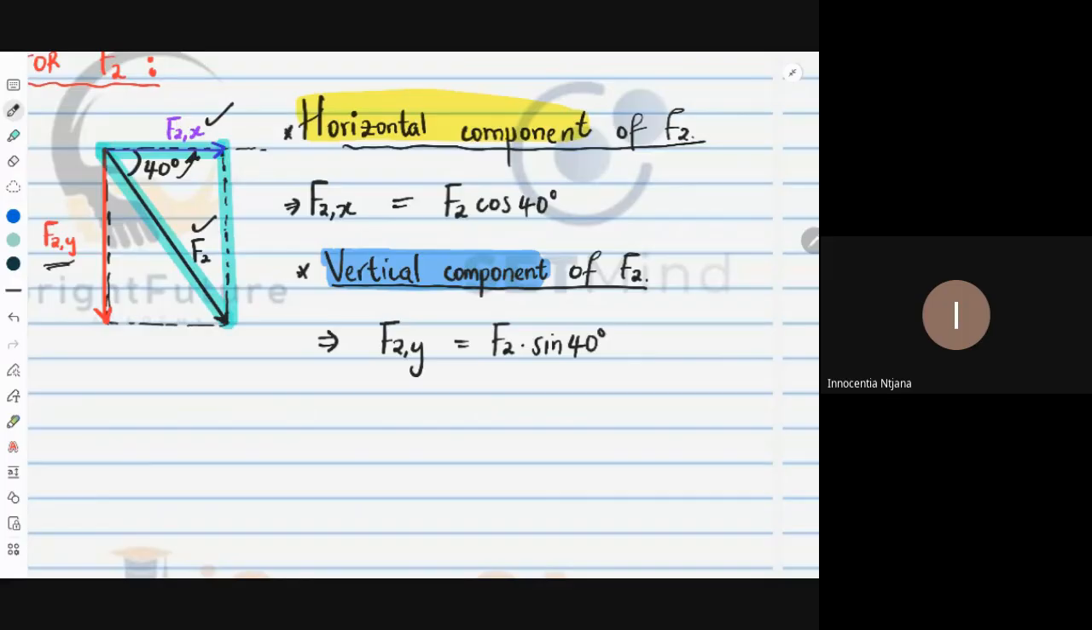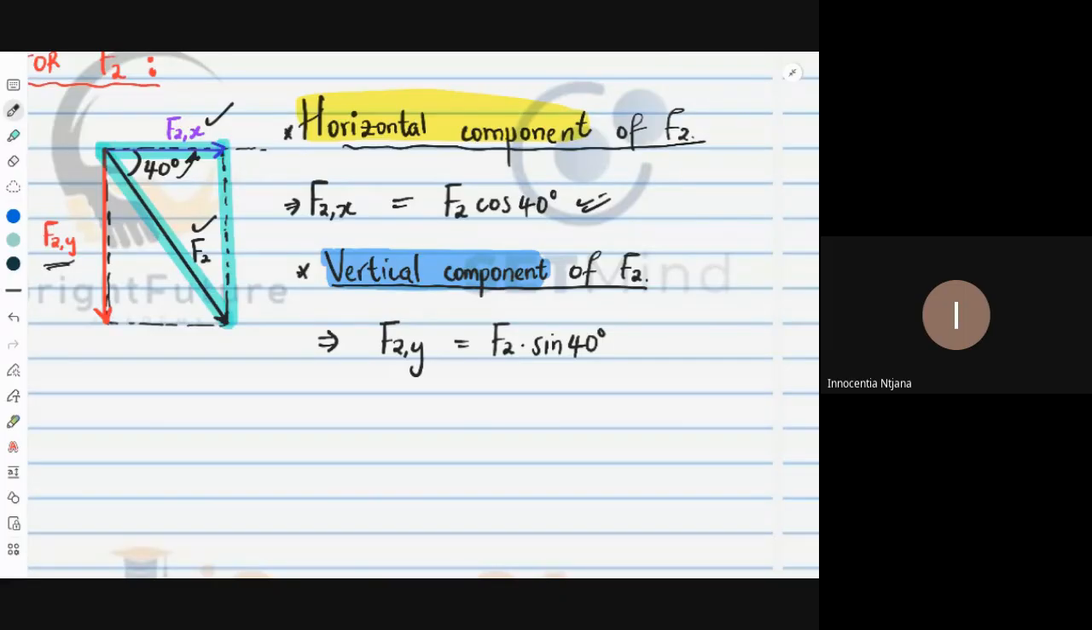One thing you should know, once you get one right, so for instance, for us to find the F2X, we used cos. It means the remaining one has to be sine. You can only use these two, right? Whenever you're finding the components, you can only use cos or sine. So if you've already written sine for the other one, then automatically the other one becomes a cos.